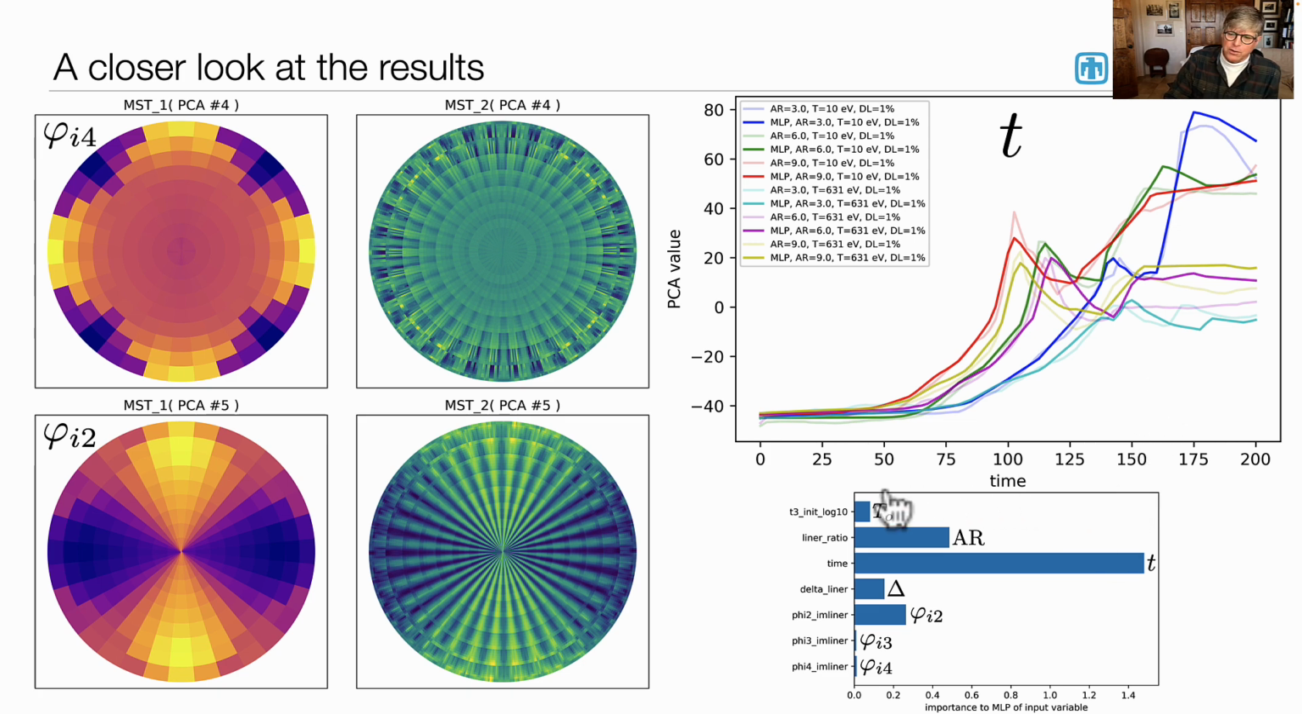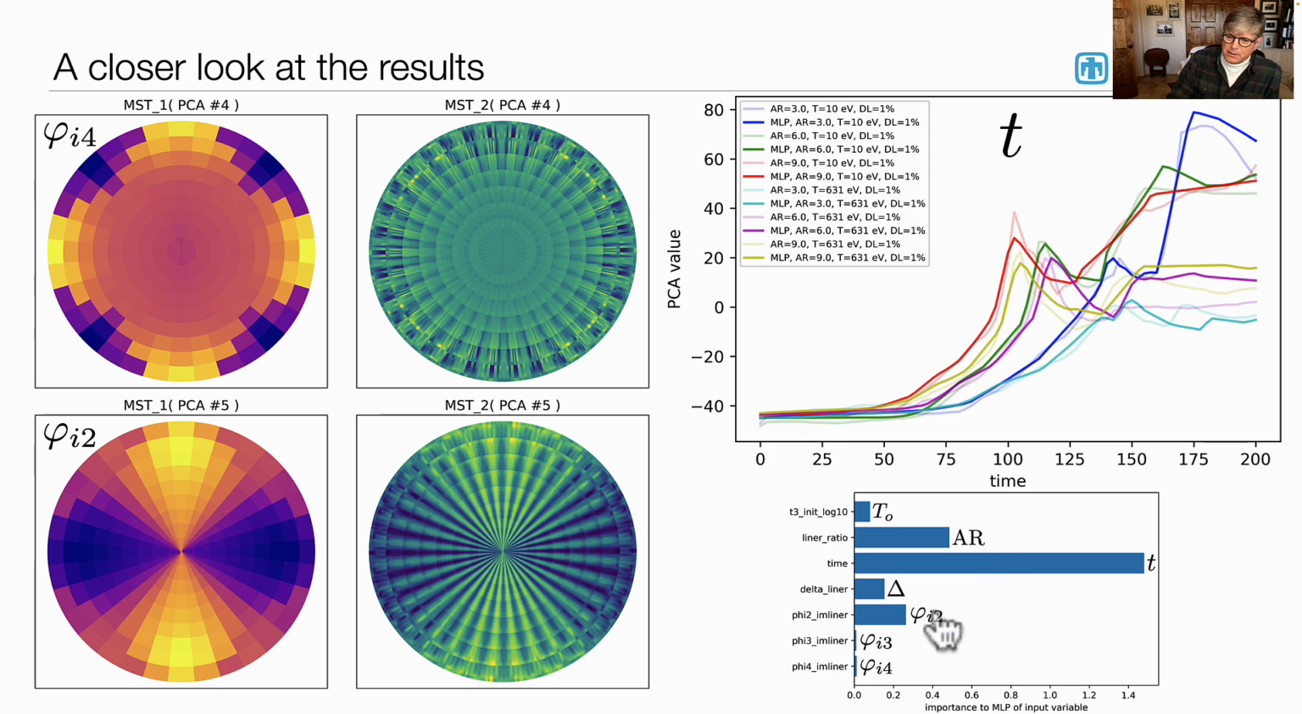I now call your attention to the permutation feature importance. It should be no surprise that time is the most important thing to determine what is going on. So time is the most important feature. Then next is the aspect ratio. That makes a big difference in terms of the acceleration throughout all time, so it should be no surprise that it is the second most important.